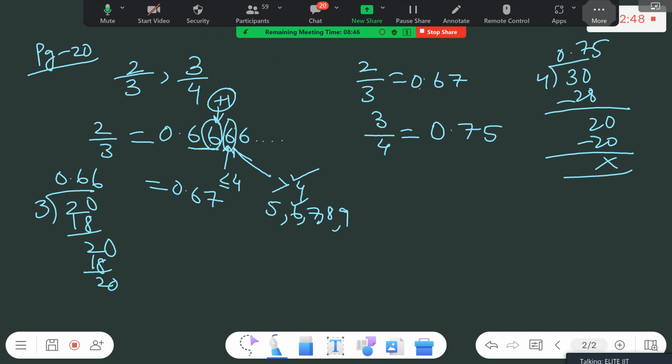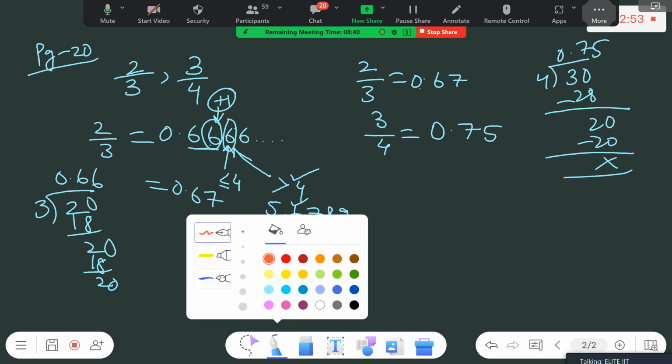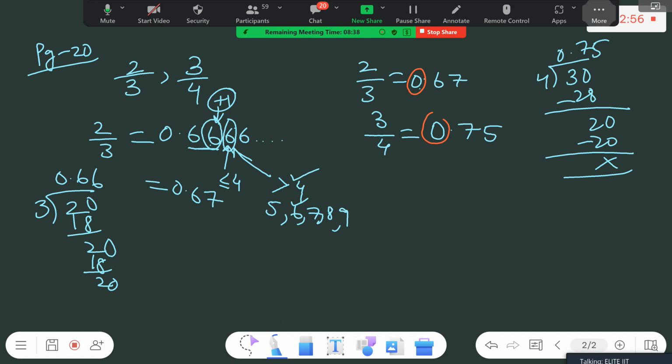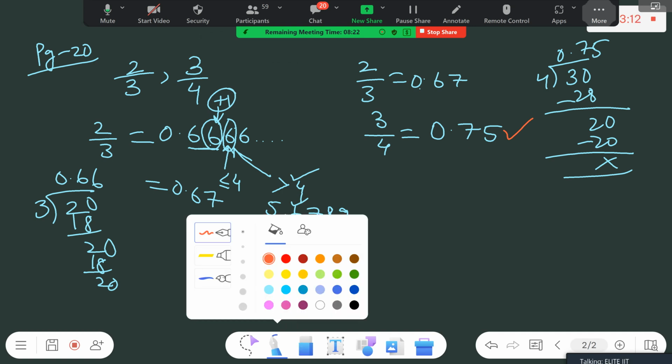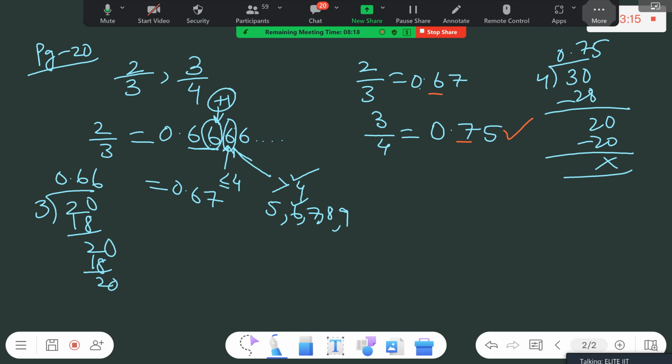First, look at the whole number part. They are both equal. Then we will move to the decimal part. Which is greater, 6 or 7? Since 7 is greater, so what can I write? 2 by 3 is less than 3 by 4. 3 by 4 is greater than 2 by 3, isn't it? This is one way to compare your fractions.